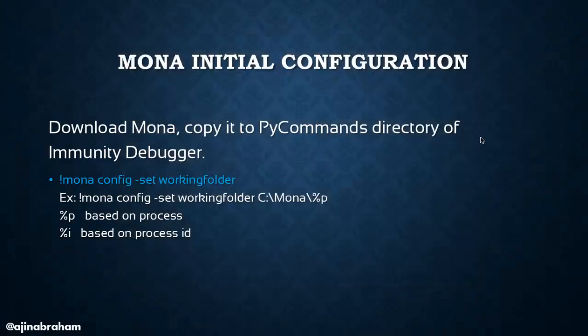The first thing you have to do is to configure the working folder. Why we are configuring the working folder is because if we didn't set this, all the logs and files created by Mona will be inside the Immunity Debugger directory. So there is a high chance that something that is needed will get overwritten. So it is better to provide a separate working folder for Mona. So we can do that now.